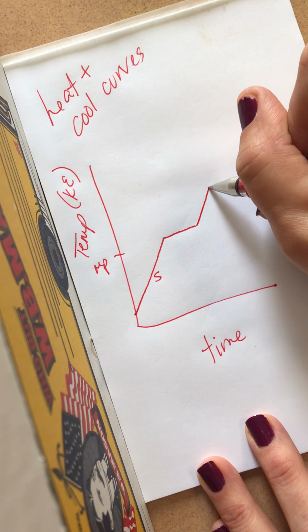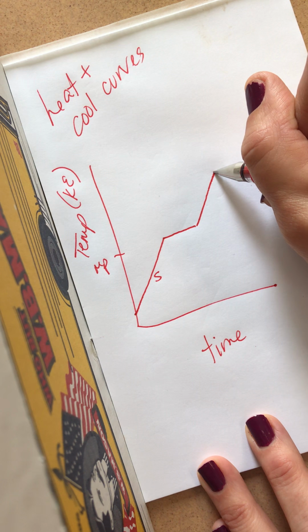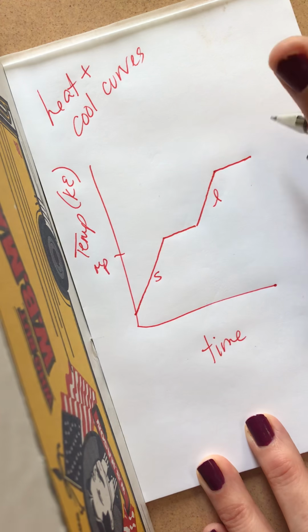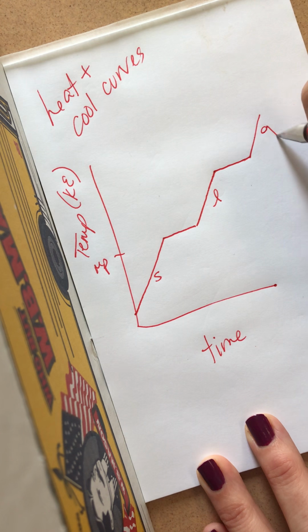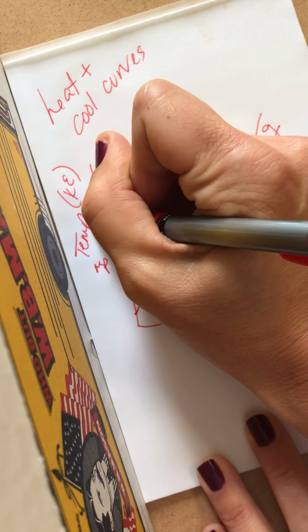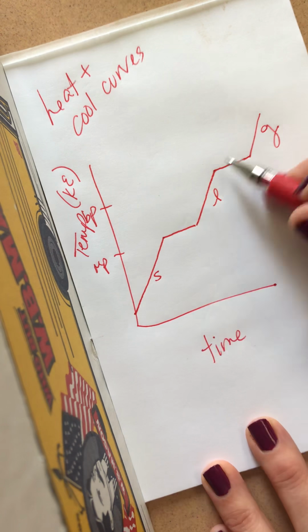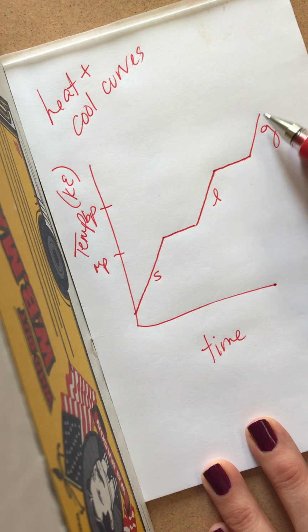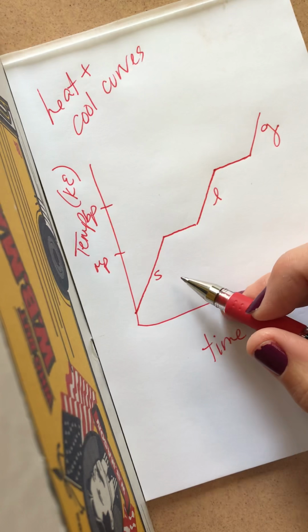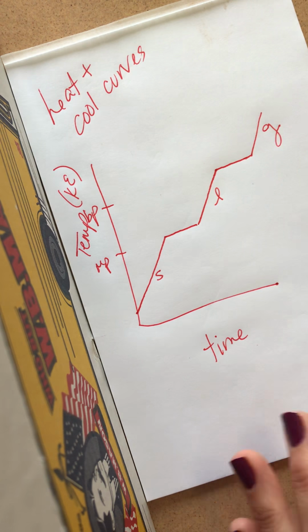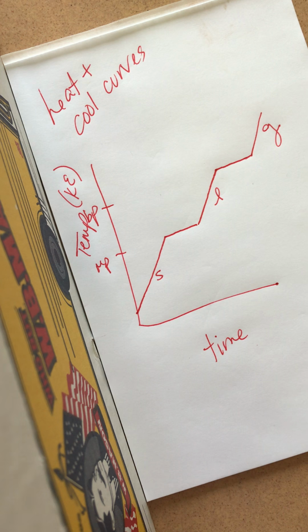Then it requires more heat to go up in temperature again. And then the next plateau is when it's changing from a liquid to a gas. So this would be the boiling point. All right, so that is a heating curve if I'm going up, and a cooling curve if instead I would be going down. So let's talk about kinetic energy versus potential energy.